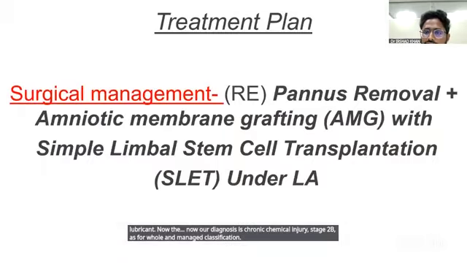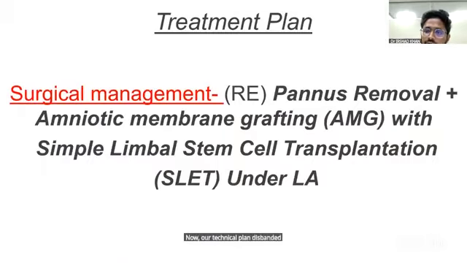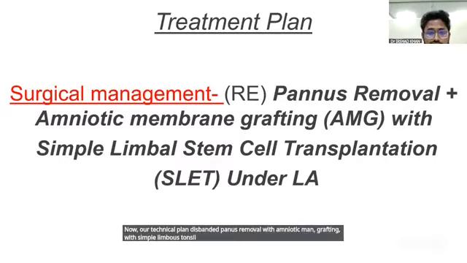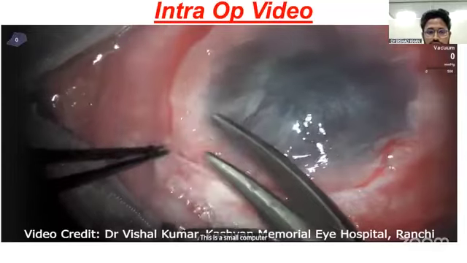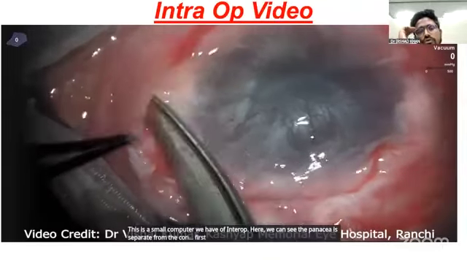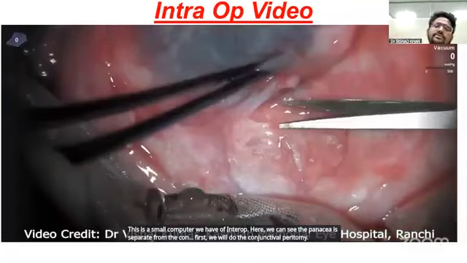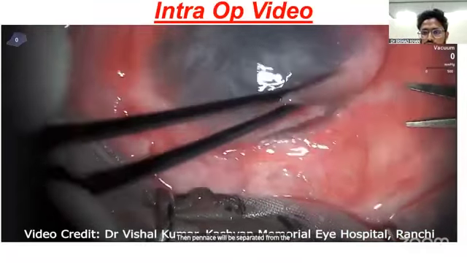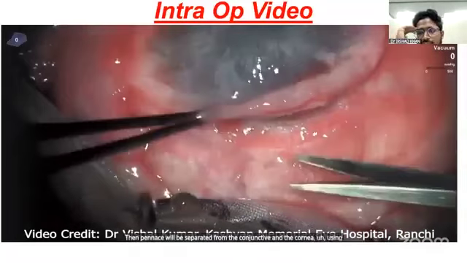Now our treatment plan is pannus removal with amniotic membrane grafting with simple limbal stem cell transplantation. This is a small video we have of the intraop. Here we can see the pannus is separated. First we will do the conjunctival peritomy. Then the pannus will be separated from the conjunctiva and the cornea using the forceps and Vannas scissors.